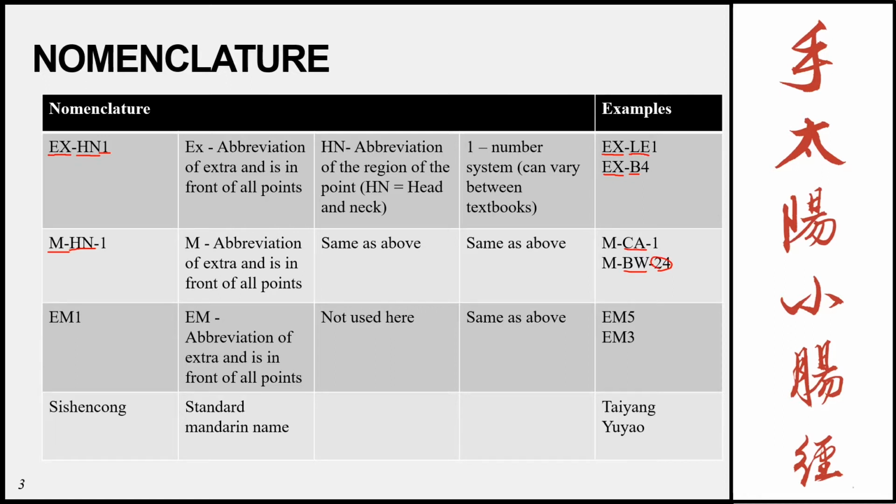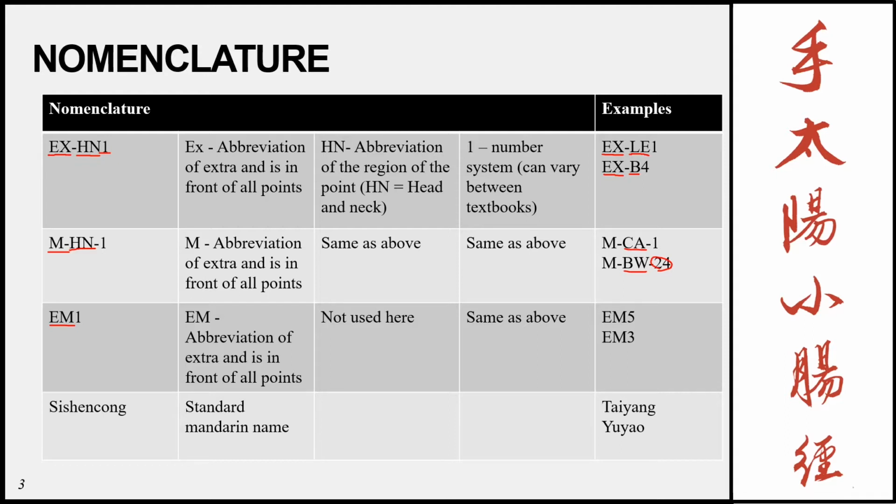The next standard you might see is EM1. So the EM is the abbreviation for extra points. And then they don't use a secondary abbreviation based on the location. They just use a numbering system. So no matter where the points are located, they will all use the same numbering system. So it'll just be EM1, EM2, EM3, all the way down to the last point that is classified in that textbook.